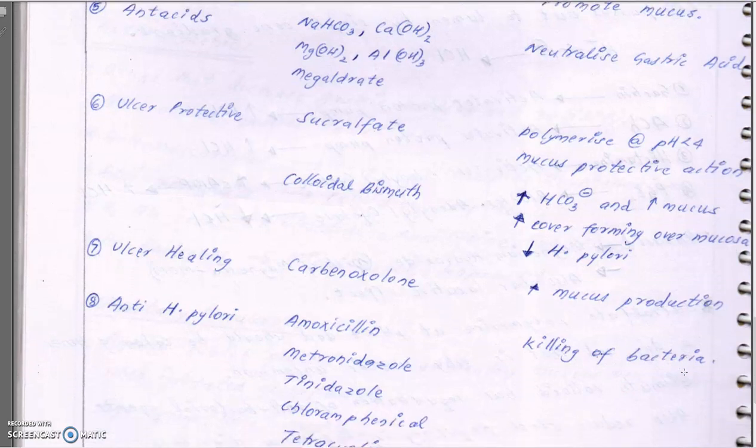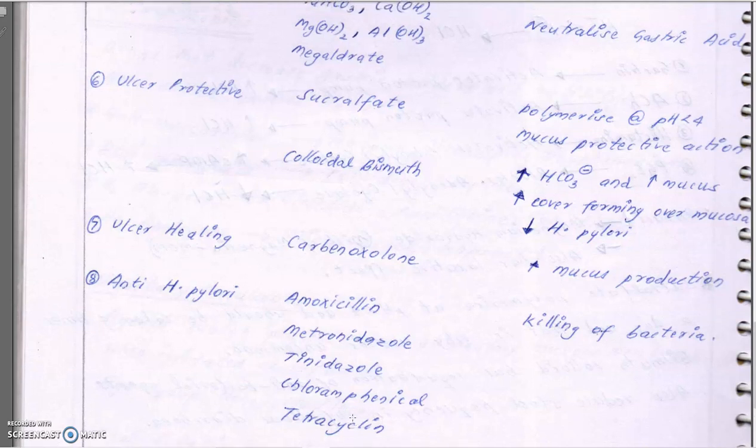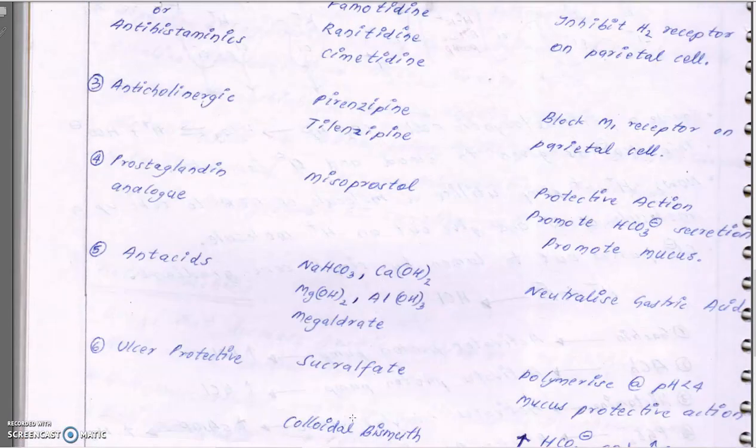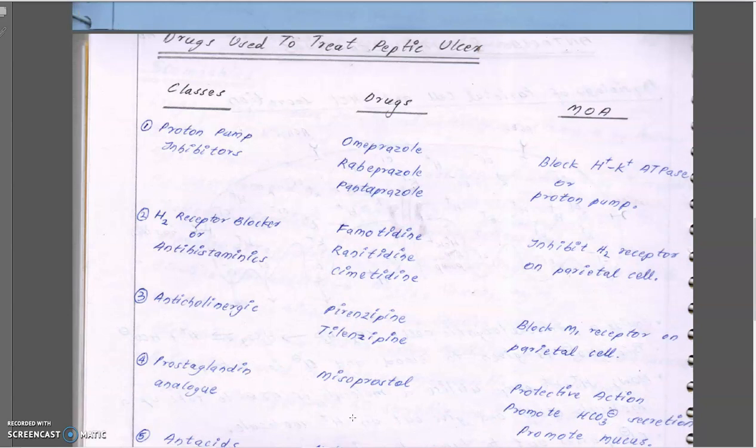Anti-H. pylori. Helicobacter pylori is a very important microorganism causing problems in the stomach and the intestine. So drugs like amoxicillin, metronidazole, tinidazole, chloramphenicol, tetracycline will be very useful in killing this bacteria and preventing Helicobacter pylori infection. So I've prepared a small short note, easily showing the class of drugs, the examples of drugs, and the mechanism.